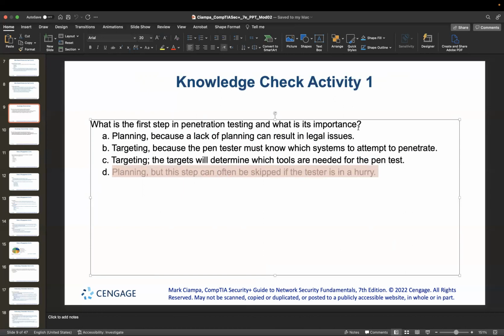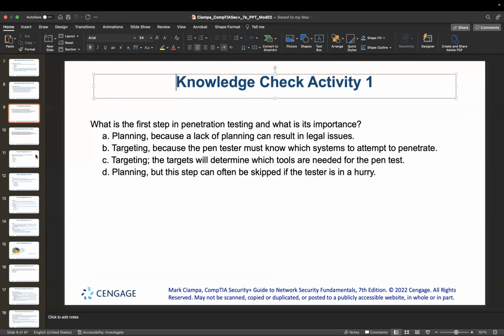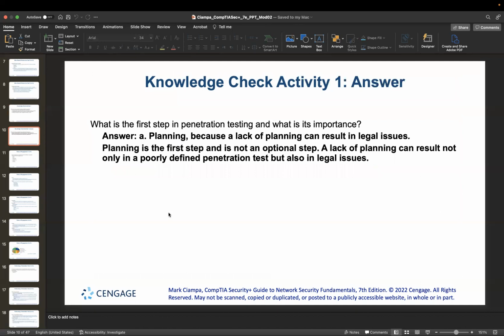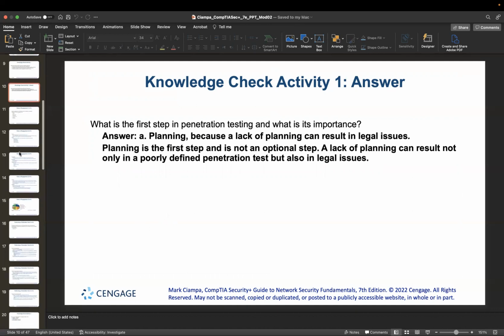So even if you haven't read this document or been in the lecture, you can see it says planning is the most important, but then it says it can be a skill. So yeah, good. The correct answer is A, right? Planning is the first step and is not an optional step. Remember, a lack of planning can result not only in poorly defined penetration tests, but also in legal issues, which means you're going to be dealing with the FBI. So it's not fun, believe me.